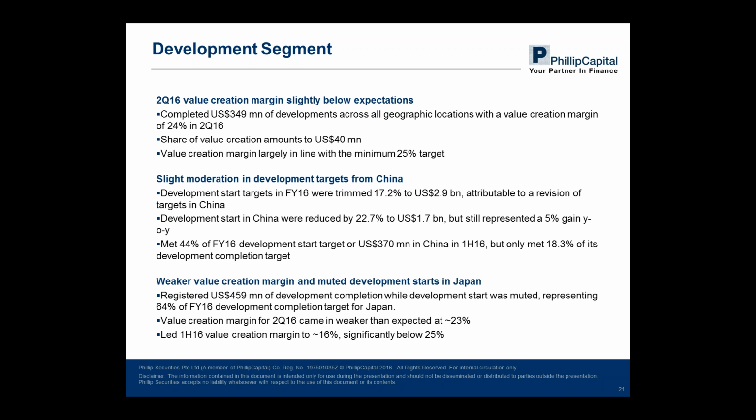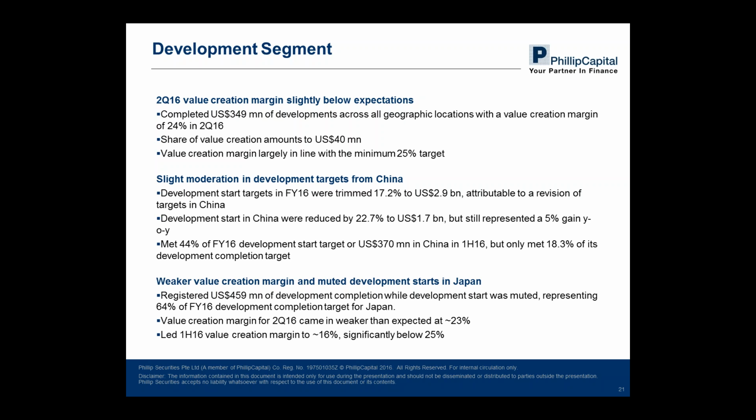How is this created? It is the difference between what GLP uses for development start and development completion. Development start is essentially how much construction cost and what kind of land cost is used for construction, while development completion includes the underlying fair value gains. So the difference between development completion and development start will give you the value creation, and of course the amount made is the value creation margin. And just in the second quarter itself, they registered a value creation margin of 24%.